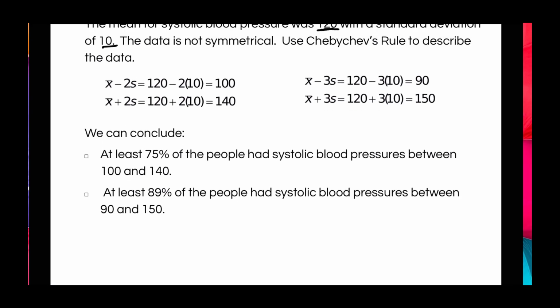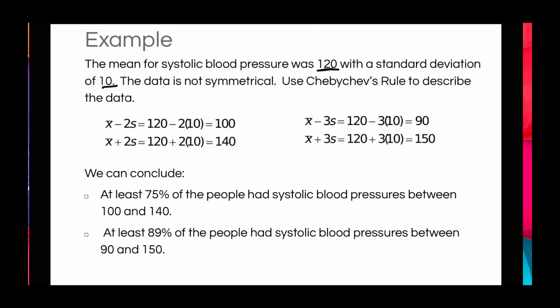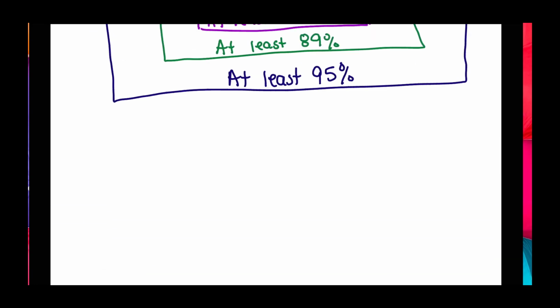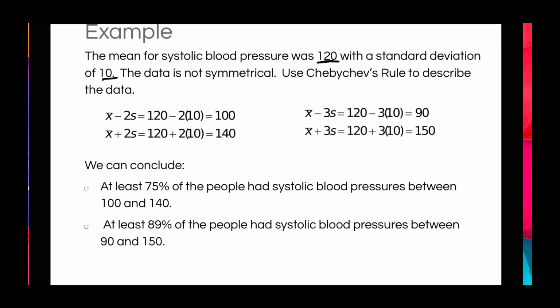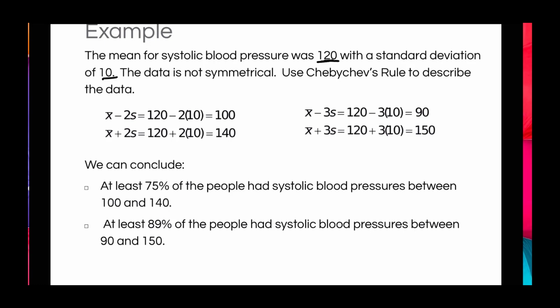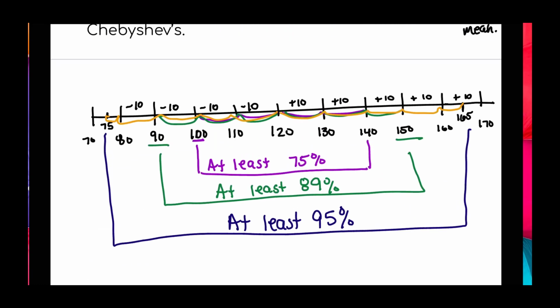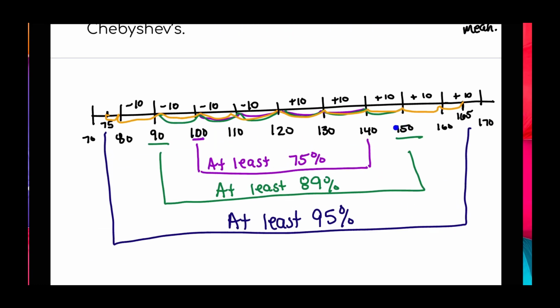And then this one just says the mean was 120, standard deviation was 10. It says use Chebyshev to describe the data. So this is the description right here. At least 75% of the people had a systolic blood pressure between 100 and 140, which is what I have here. And they also said between 90 and 150 was at least 89%, but we're taking this a little bit further than what I had on that other screen, all the way out to 4.5 standard deviations, which is 95%.